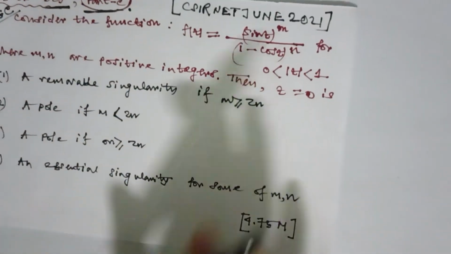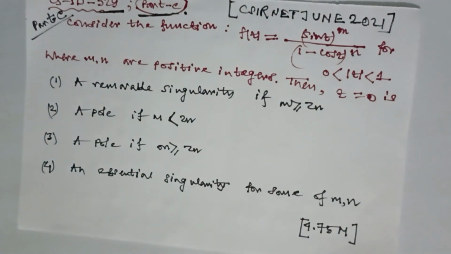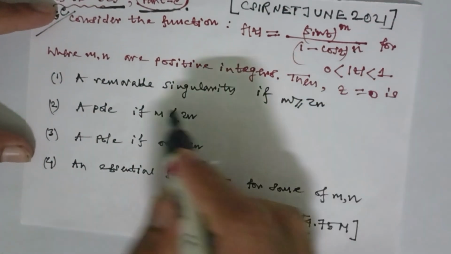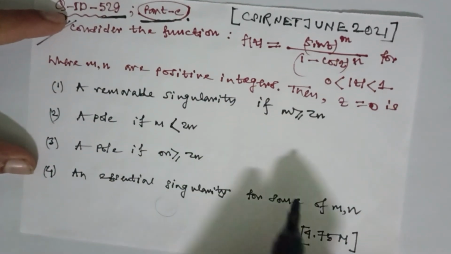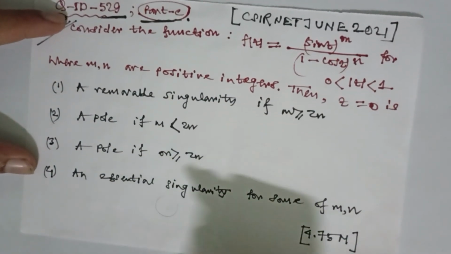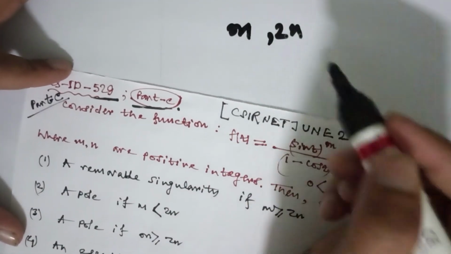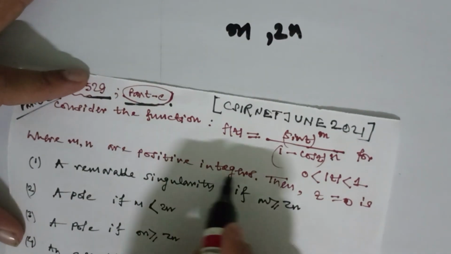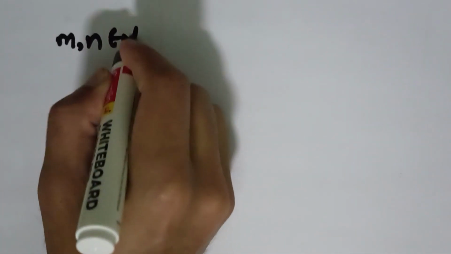See, if you observe the question, it is given the relation between m and n. Each option gives a relation between m and n, m and 2n: singularity if m greater than n, pole if m less than 2n, pole if m greater than 2n. Where m and n are positive integers, meaning natural numbers. So it is given that m and n are natural numbers.